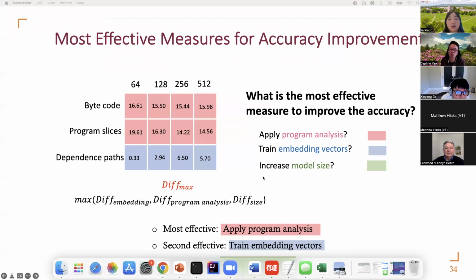So we calculate the accuracy improvements from program analysis, embedding vectors, and model size, and visualize the maximum improvements with the corresponding color. By tracking this figure, we found that most of the time program analysis brings the most significant improvements. On dependence path, in our experiment there is no further program analysis choice available. The embedding vectors is a better choice than increasing the model size to improve the accuracy.